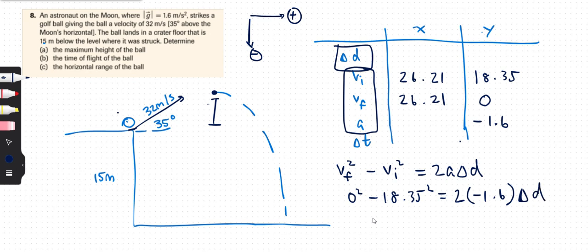0 squared is nothing, and negative 18.35 squared is 336.886, and 2 times negative 1.6 is going to be negative 3.2 d. And now just to get d, we can divide negative 3.2 from both sides. And once you do that, you should get 105 point, hold on.